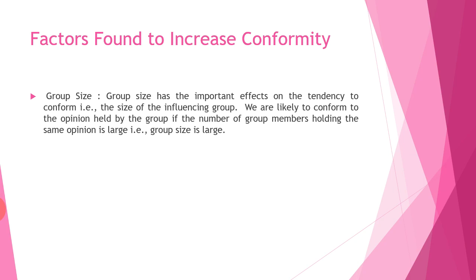Next factor is group size. Group size has an important effect on the tendency to conform, that is, the size of the influencing group. We are likely to conform to the opinion held by the group if the number of group members holding the same opinion is large. So these are the different factors that are found to increase conformity.